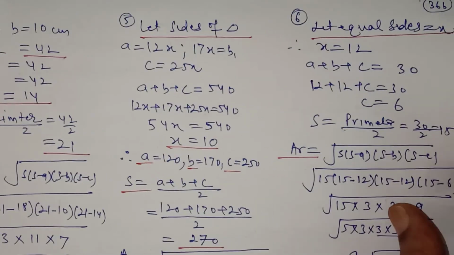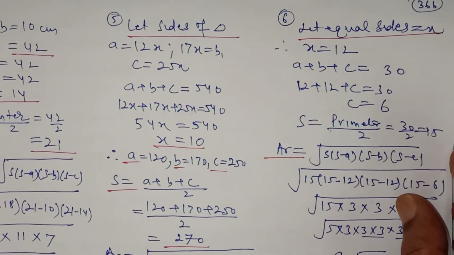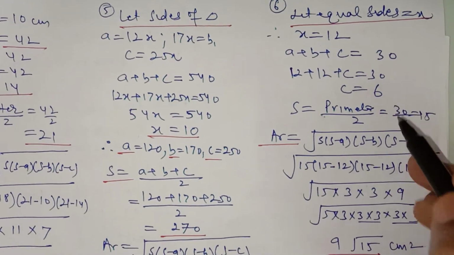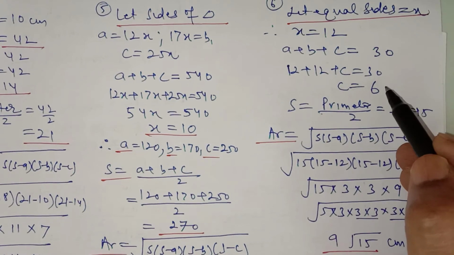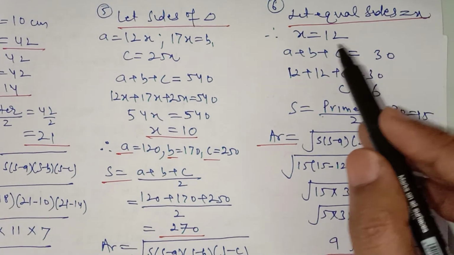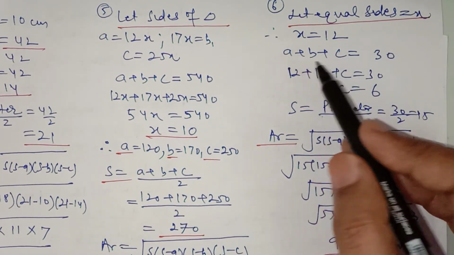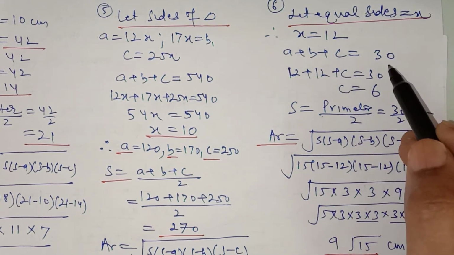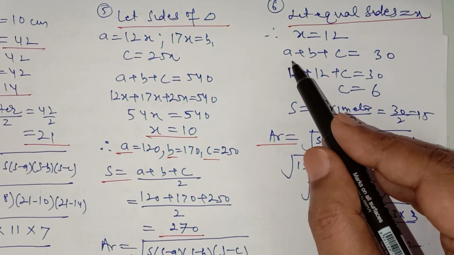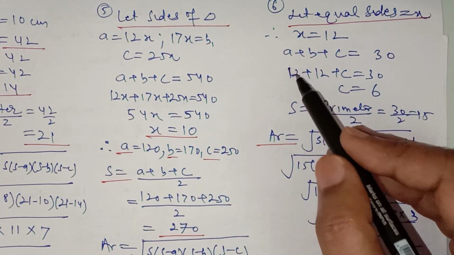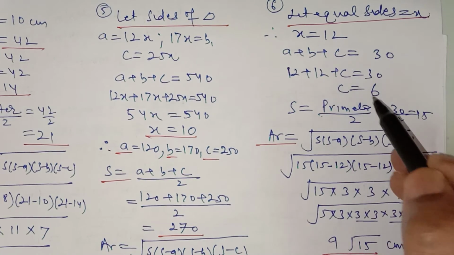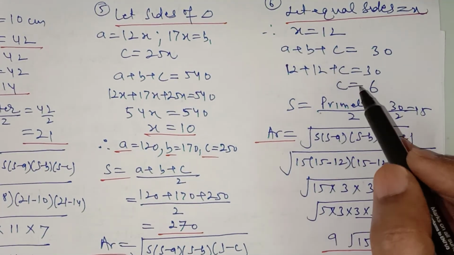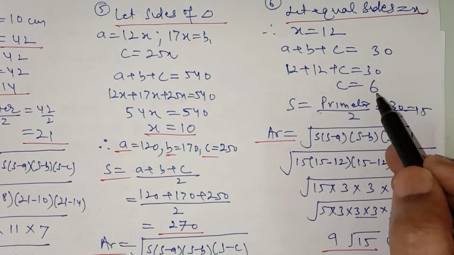Now in question number 6, the equal sides of the triangle are given as 12. You have to find the area of the triangle, and the perimeter of the triangle is given. So let the sides of the triangle be A, B and C. The perimeter A plus B plus C is equal to 30. You know the equal sides are 12, so let us call them A and B. So 12 plus 12 plus C, you will get the third side. When the perimeter and two sides are given, you can easily find the third side, which comes out to be 6.